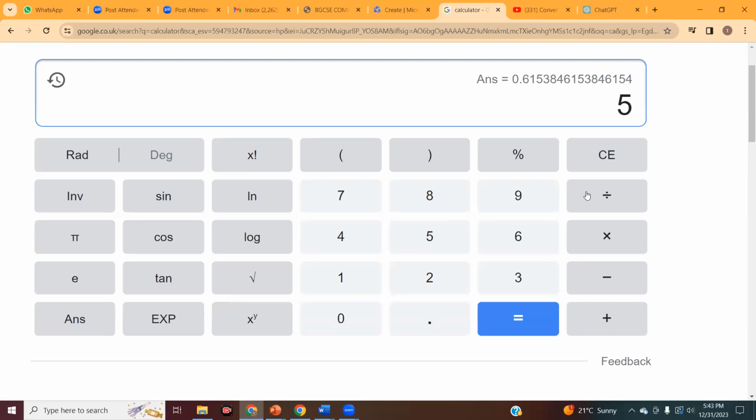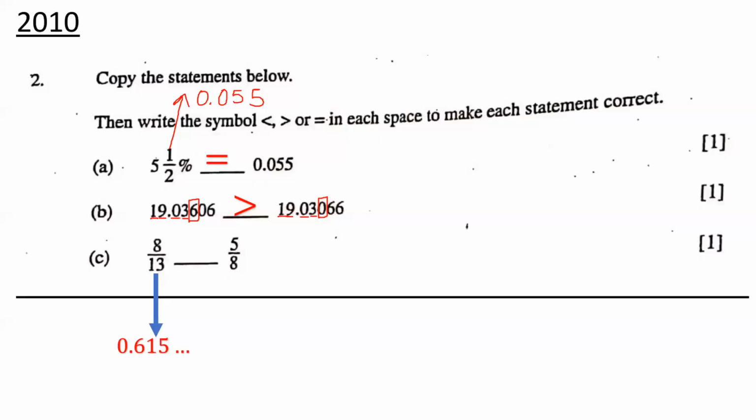What is 5 over 8? 5 over 8 is going to be 0.625. So 5 over 8 is 0.625. One of them is a long decimal. If we round it to 3 decimal places, it will be 0.615, because remember we did it earlier, 8 divided by 13 is approximately 0.615.